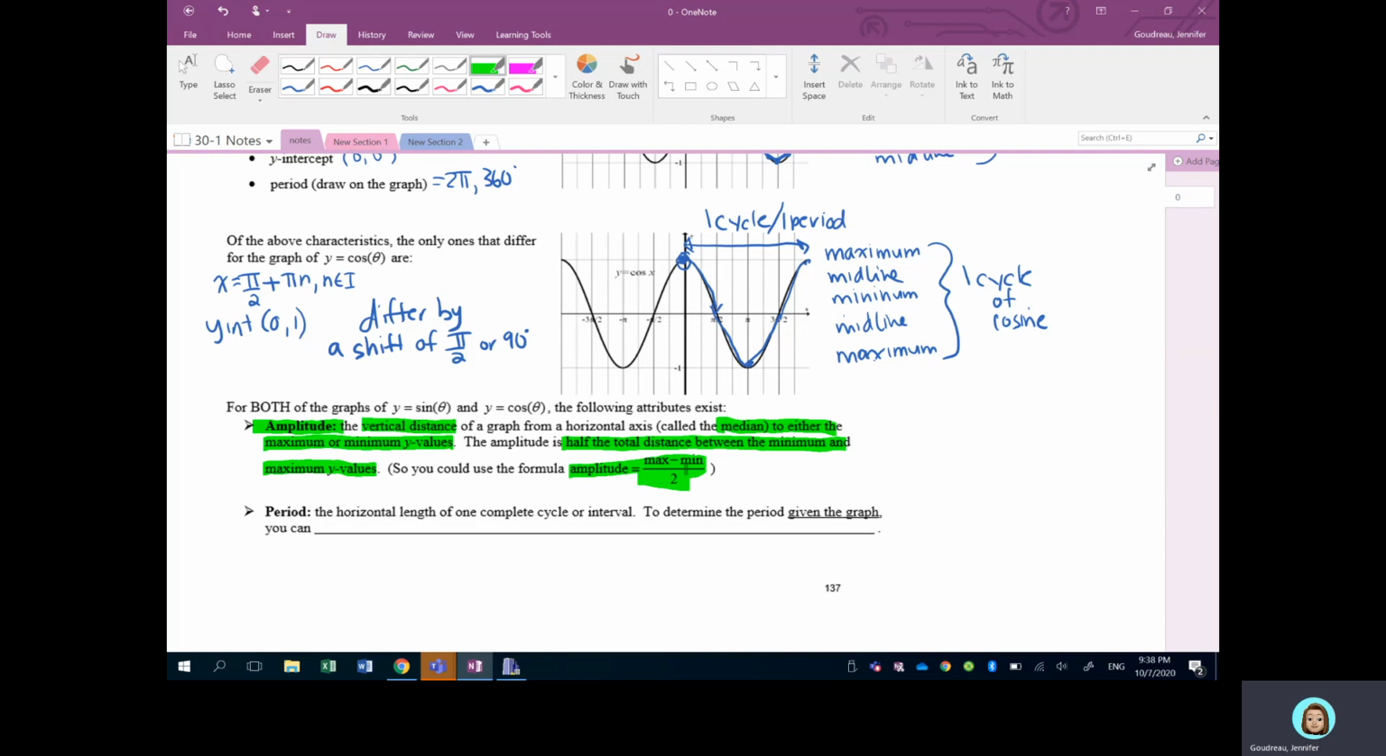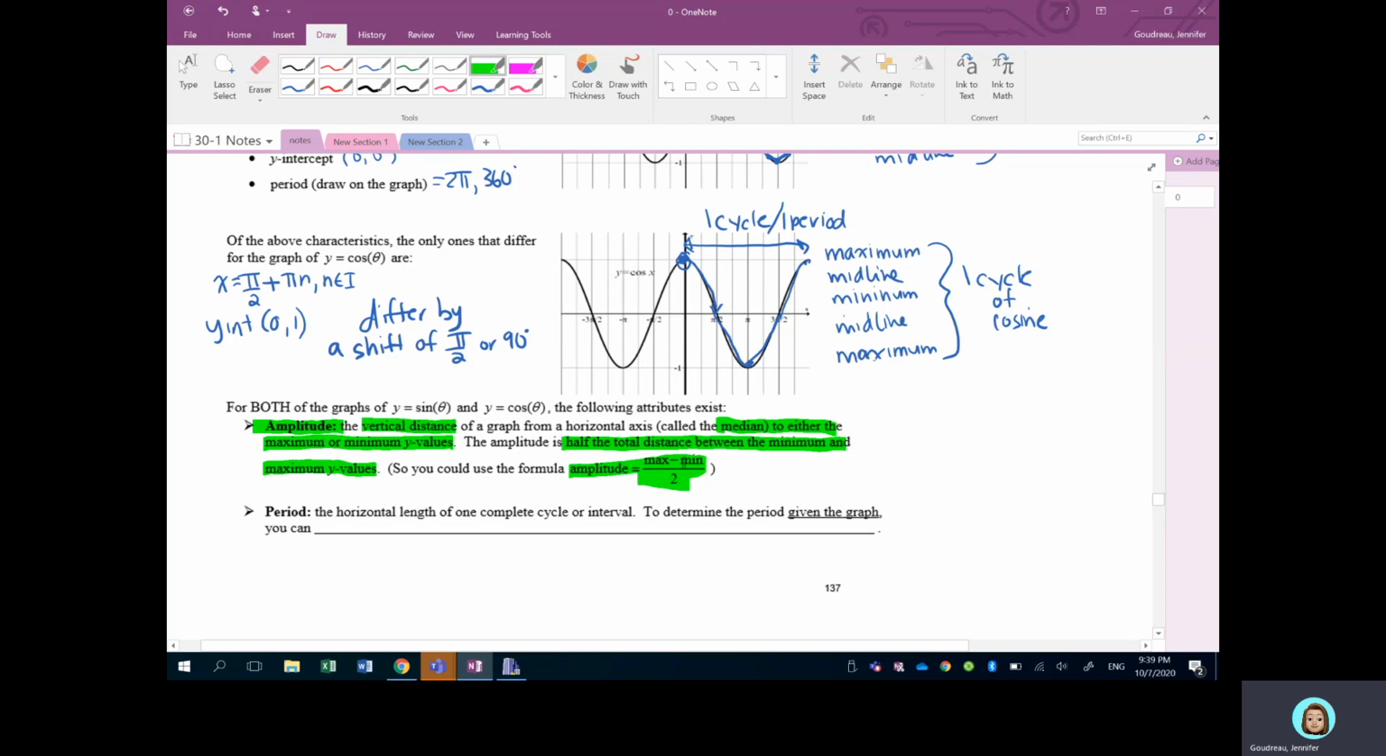We can also find the amplitude by determining where the maximum is and then just counting down to the midline. Whatever that distance is from the maximum to the midline, that's the amplitude. We could also take a given graph, find the minimum on the graph, and count up to the midline. That's also the amplitude. So we have a couple of different ways. This formula is not on your formula sheet. You need to know it.